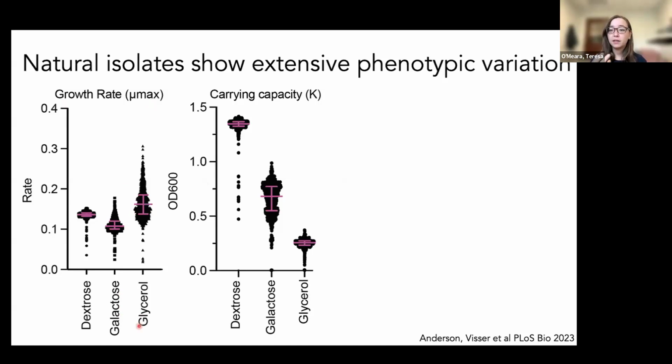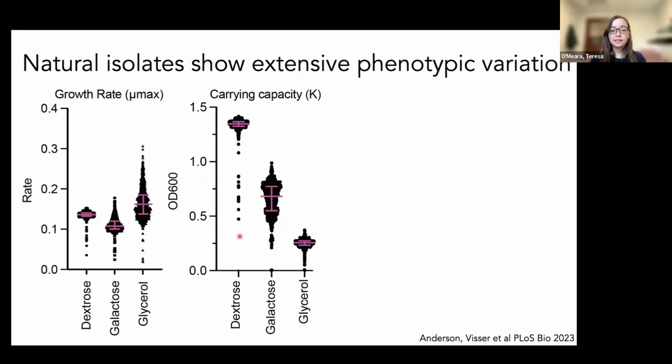And we also see that they vary in their carrying capacity. So this is the maximum OD that they can reach in these different carbon sources. And again, you can really see this exacerbated for YPD or dextrose, where there are some strains that grow really well and can reach a high carrying capacity, and some strains that are not growing very well.